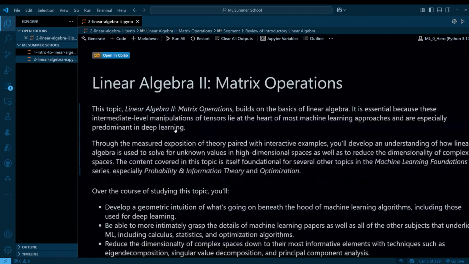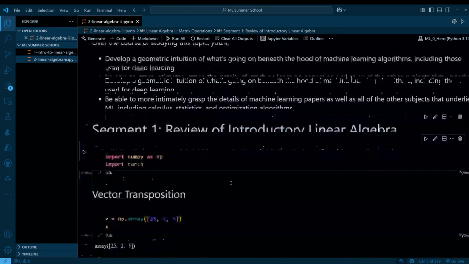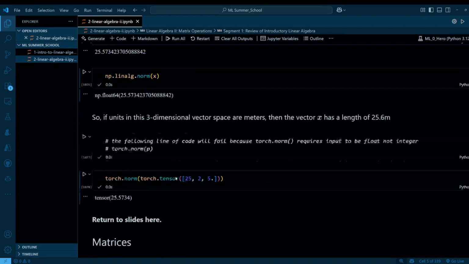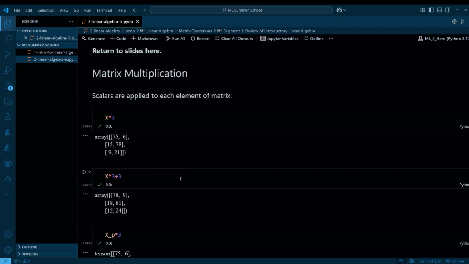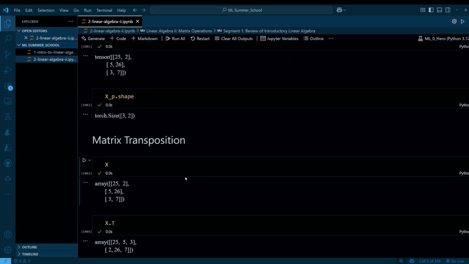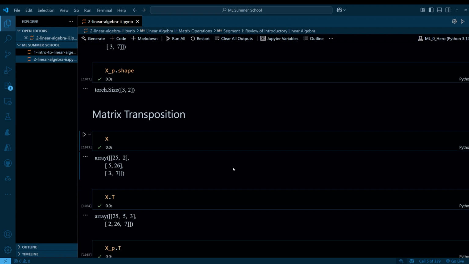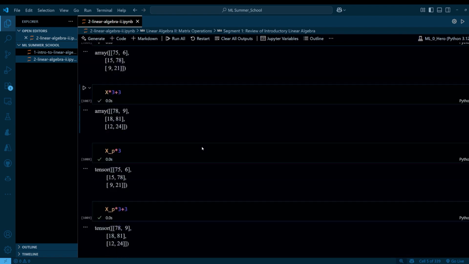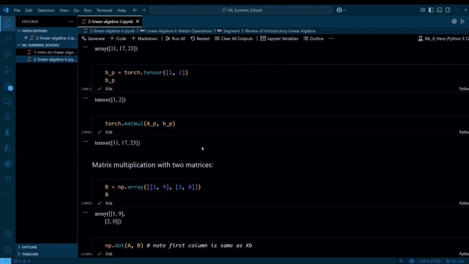Earlier, in the other session, we covered vector transpositions, norms, L2 norms, and matrices. Matrix transposition we have talked about, and we have also talked about matrix multiplication as a whole.